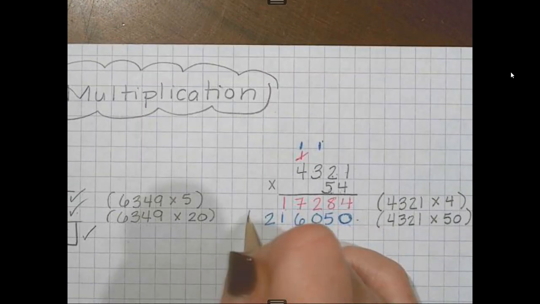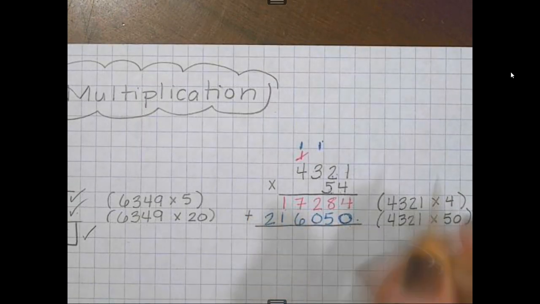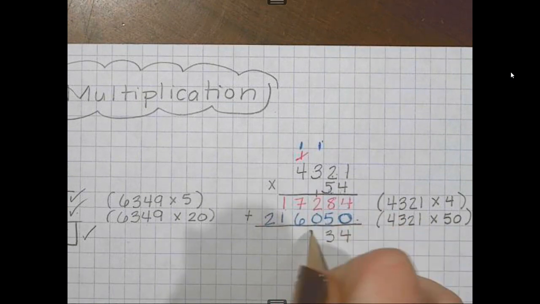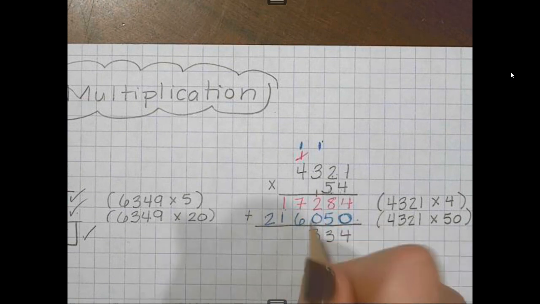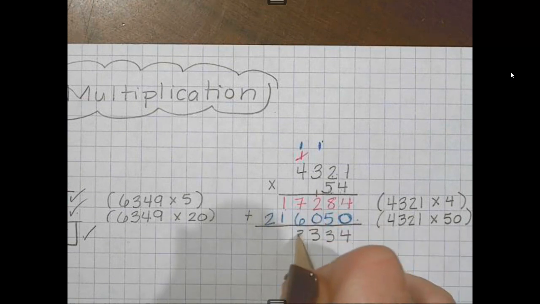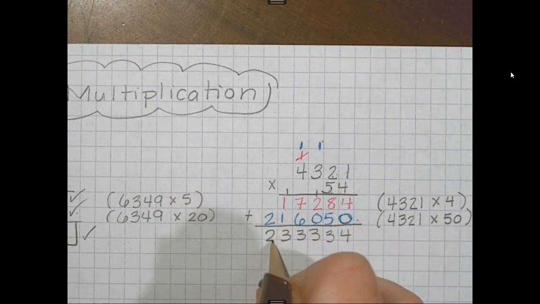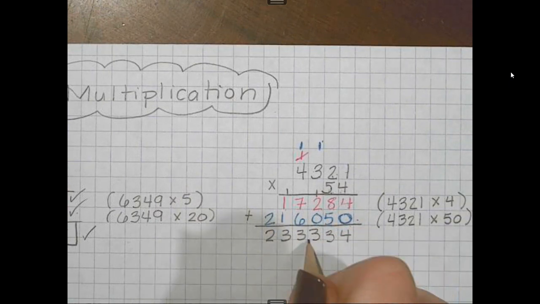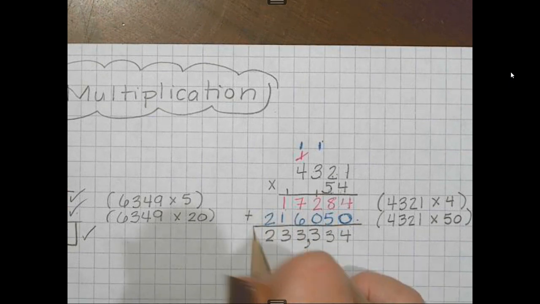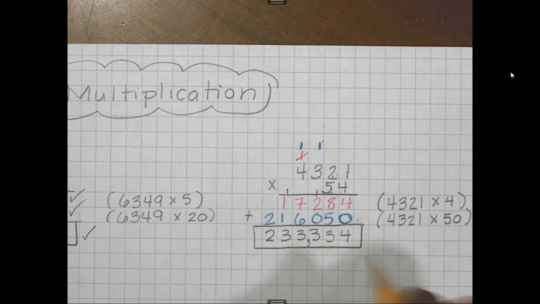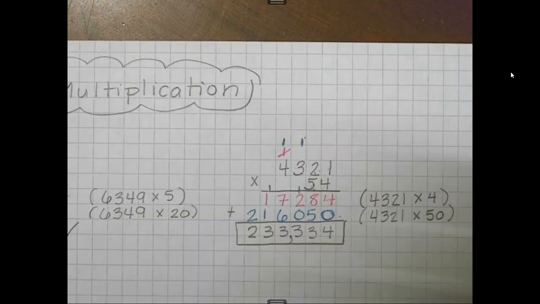We add the partial products. 4 plus 0 is 4. 8 plus 5 is 13. 2 plus 1 is 3. 7 plus 6 is 13. 1, 1, and 1 is 3, and we get the 2. So when we put our comma in the right place, we get 233,334. And of course, I'm going to want to check it.